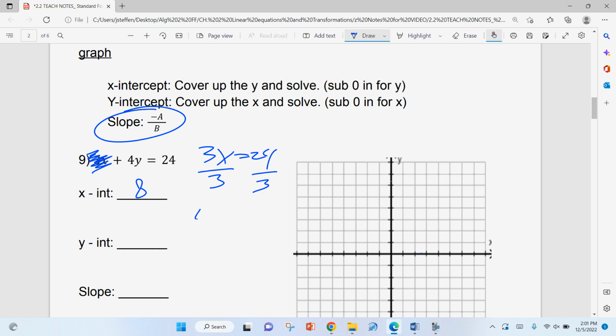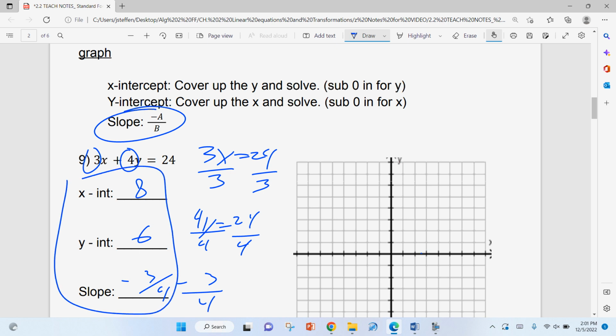So we end up with 4y is equal to 24. Divide both sides by 4, y is equal to 6. And last but not least, your slope is negative a over b. Now again, standard form, a is the first one, b is the second one. So we have negative 3 over 4, which is your slope.